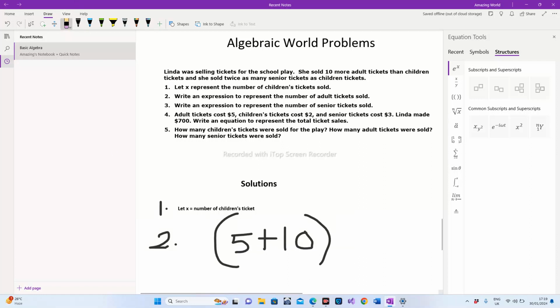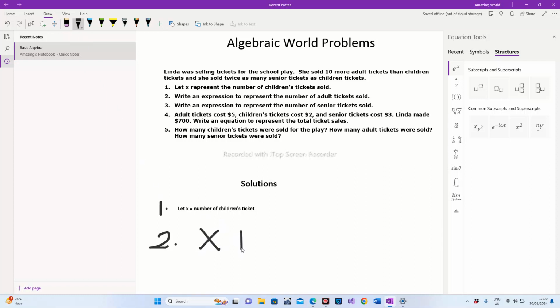So for this word problem, all we are asked to do is to write an expression to represent the number of adult tickets, and we were told that Linda sold 10 more adult tickets than children's tickets. And remember, we've said above that X is the number of children's tickets. So that means the total number of adult tickets is X plus 10. I hope this is very clear, and this will be for adults.